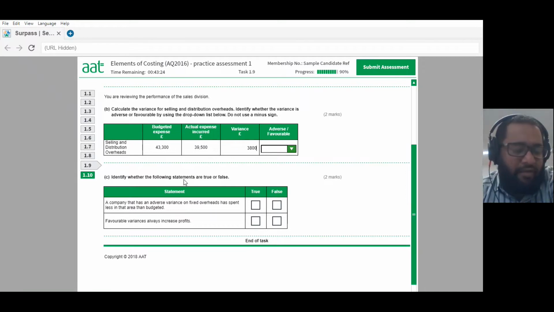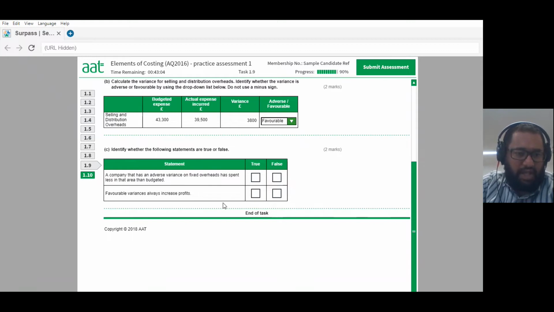But is it good or bad for me? Is it good for the business or bad for the business? How are we going to identify that? If it's an expense, if you spend less than your budget, your budget is 43,000 something, your actual expense is 39,000 something. That means you spent less than what you expected. Therefore, it's going to be a favorable variance. And then they're asking you some more questions.